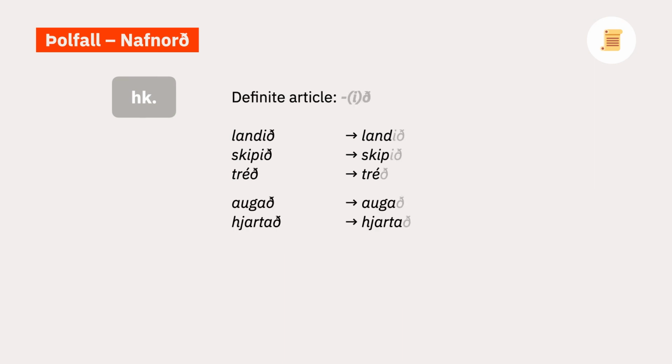The same goes for the definite article in the neuter in that it doesn't change from nominative to accusative. Everything here is the same as in the nominative. Landið, landið. Skipið, skipið. Tréð, tréð. Remember, tréð is a little bit irregular and that doesn't get the e in its definite article. Augað, augað. Hjartað, hjartað. No difference at all there from the nominative case.